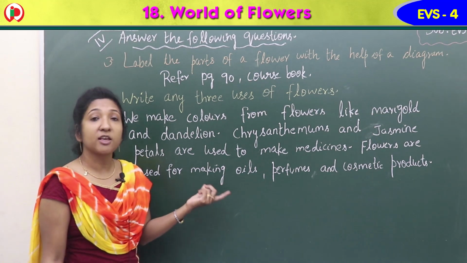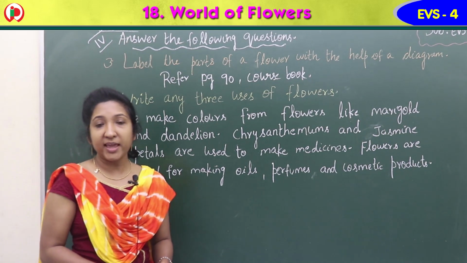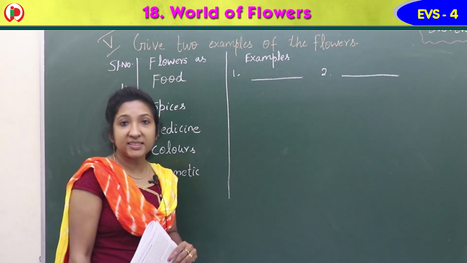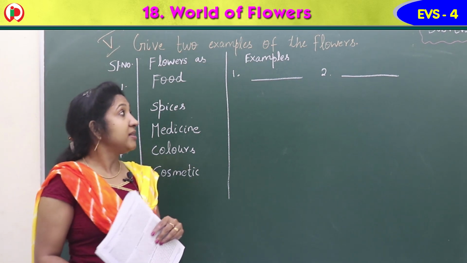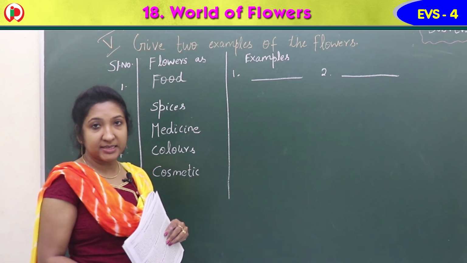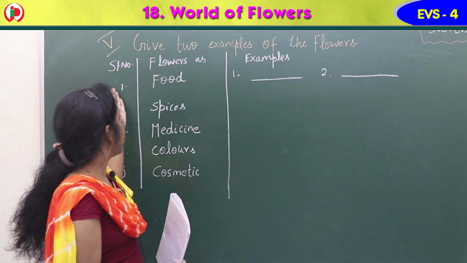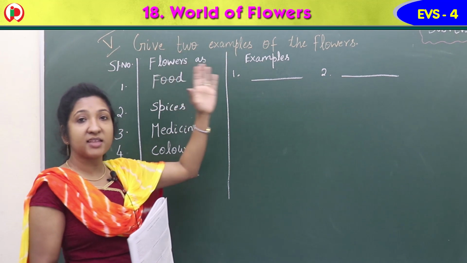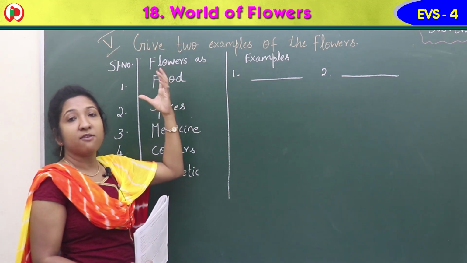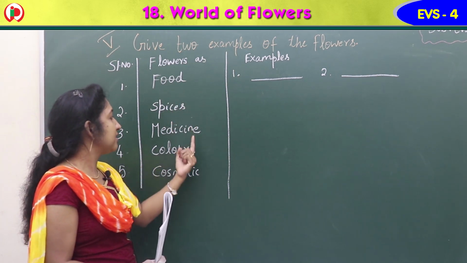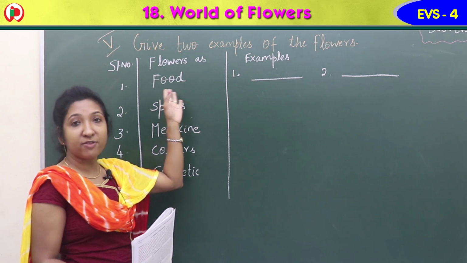Flowers are used for making oils, perfumes and cosmetic products. Okay. So the next exercise, exercise 5. Give 2 examples of the flowers. So here you can see 3 columns. Serial number, then flowers as, then examples. So in the second column, they have given flowers as food, spices, medicine, colors, cosmetic. You have to write the examples of each one.